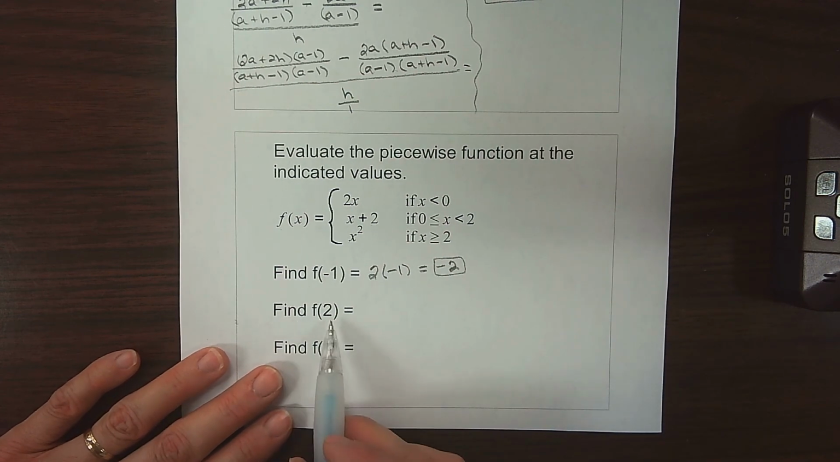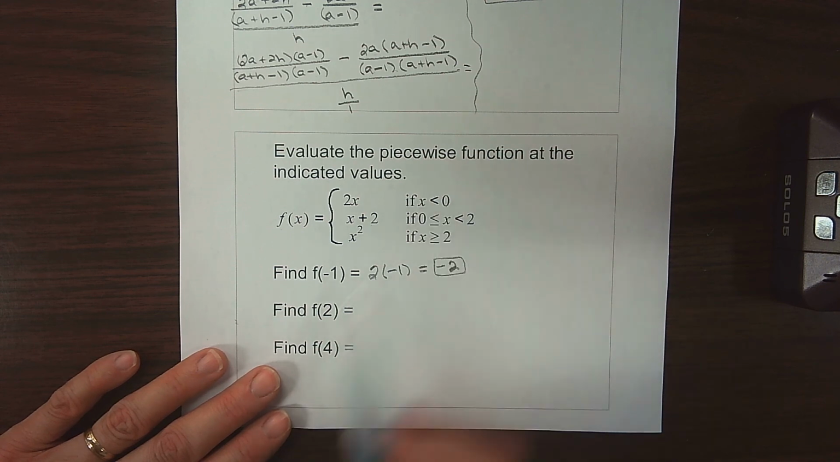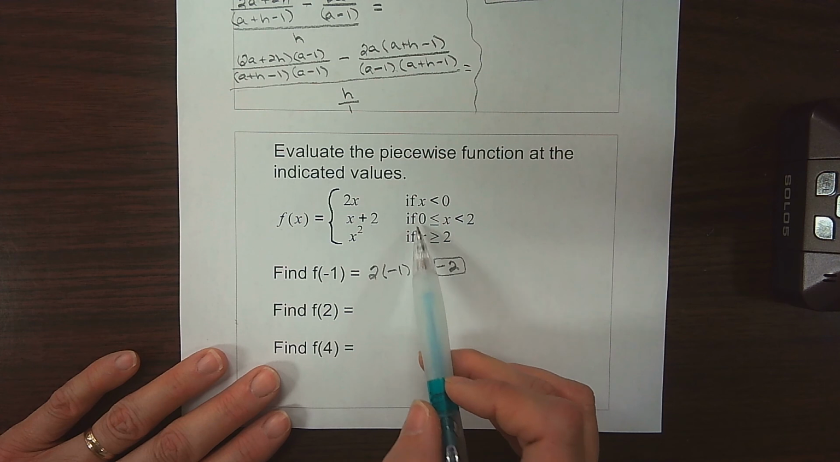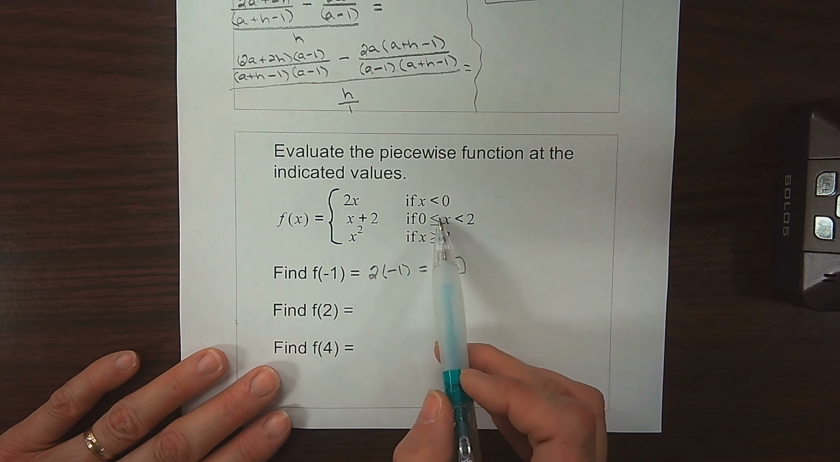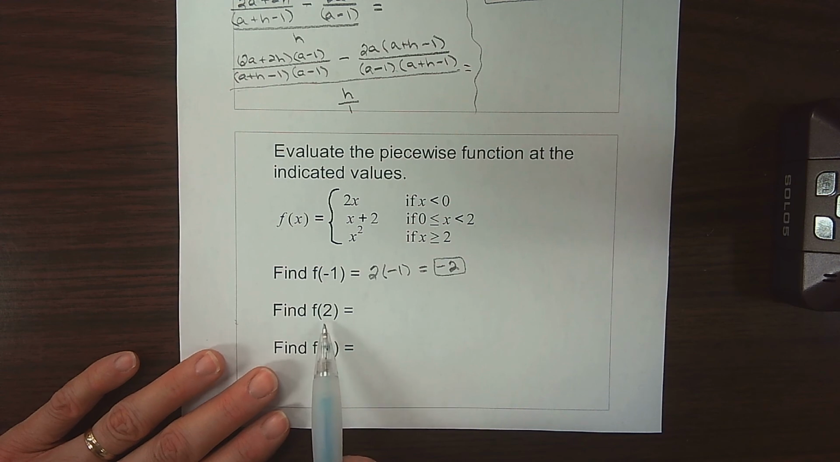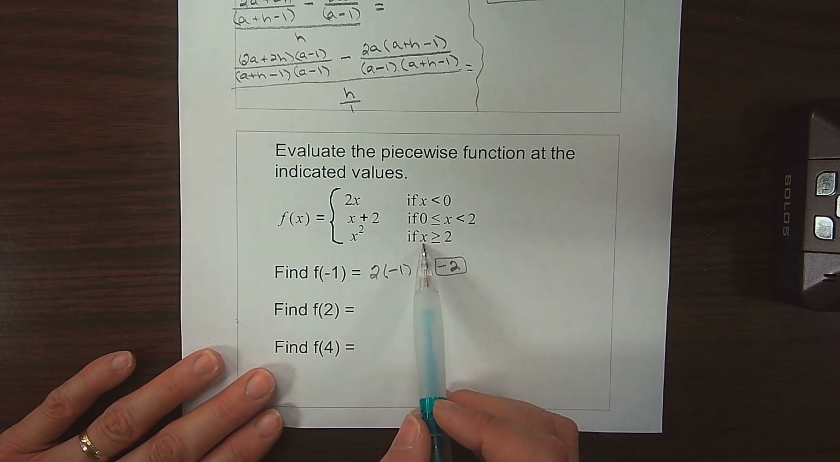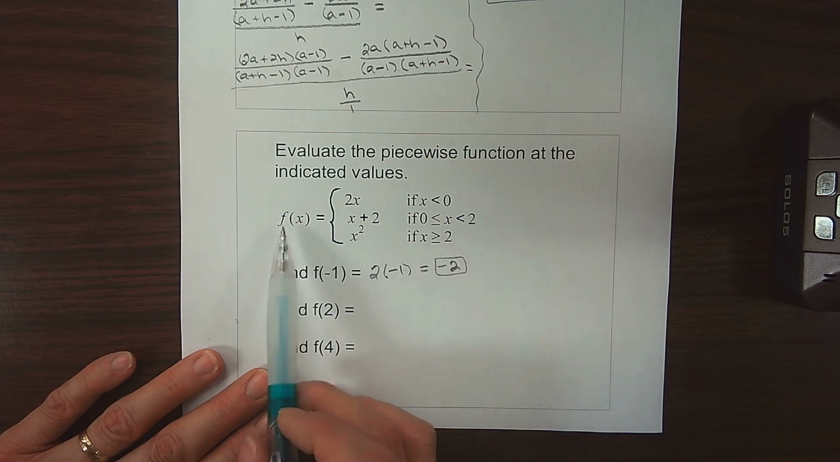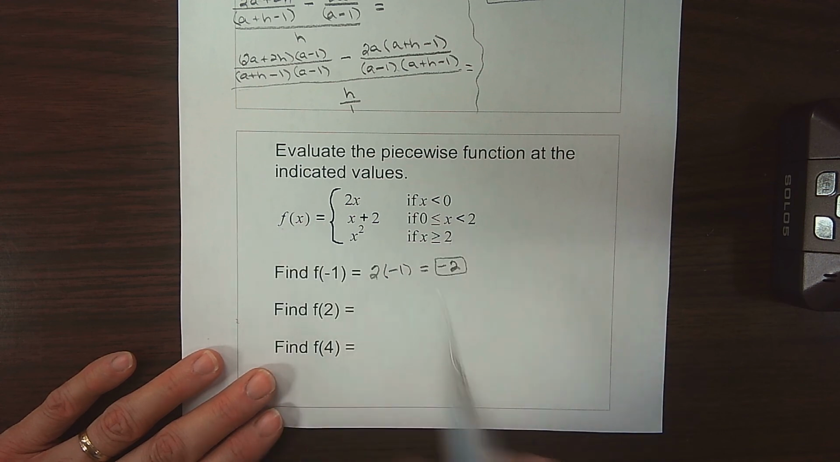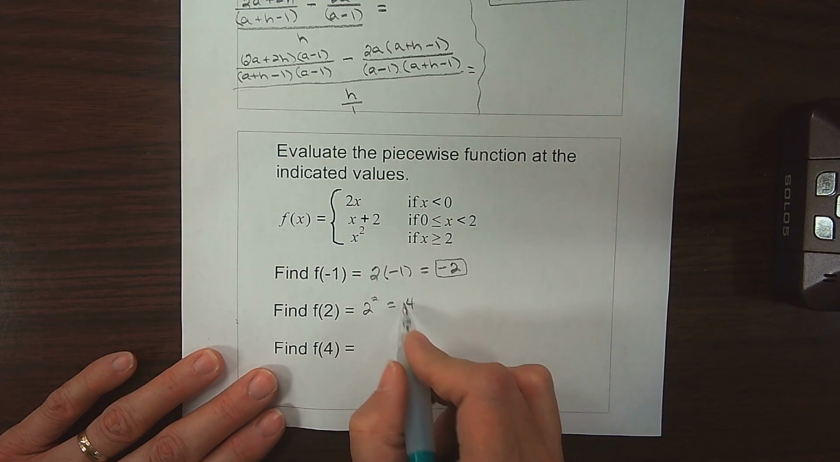Okay, how about finding f of 2? So I look up here, is my x less than 0? No. Look at the next piece. Is it greater than or equal to 0 but less than 2? No, it's not less than 2. It's actually equal to 2, right? And so I use the third piece. My x is greater than or equal to 2. So I'm using f of x equals x squared, which means I've got 2 squared or 4 as an output there.